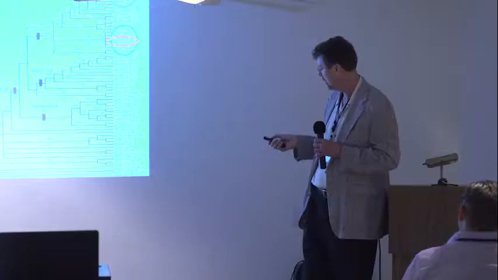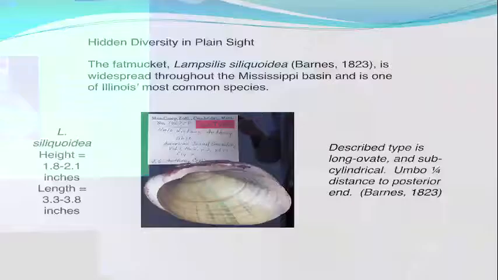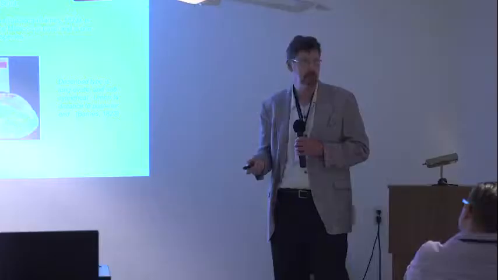Okay. Another one is kind of like the one that spawned the title, Hidden Diversity in Plain Sight. This is something that we just started recently gathering specimens for in Illinois. I'm now at Western Illinois University. And Lampsilis siliquoidea is not something that is considered to be of conservation concern. It's least concern. It's very abundant. It's one of the most abundant species in the state of Illinois.